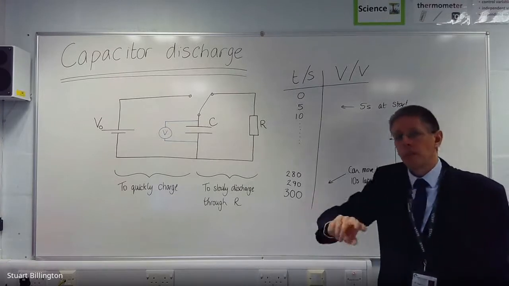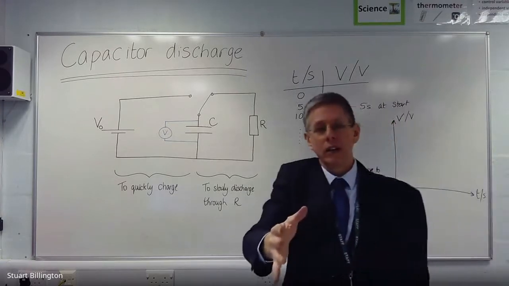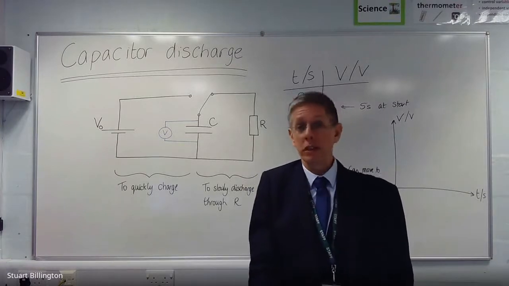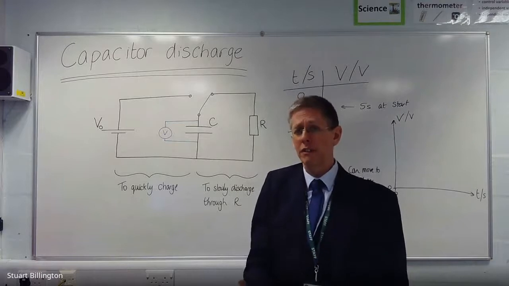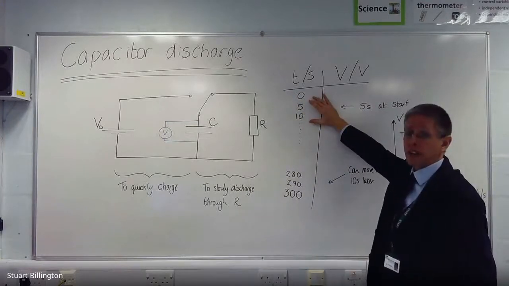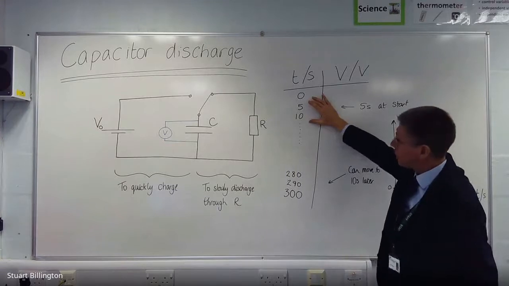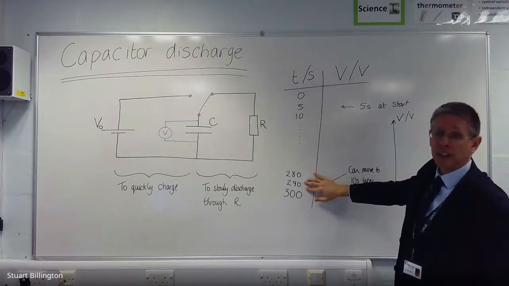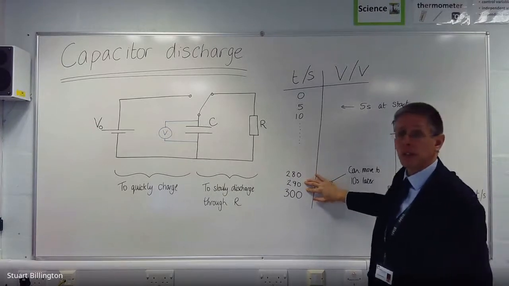Now, you might have an inkling already of what's going to happen, but I'm just going to tell you now that your life will be so much easier when it comes to drawing a graph if at the very least you take measurements every 5 seconds at the start. You'll see for yourself that later on you might want to drop it down to every 10 seconds so that you've got fewer points to plot when you come to plot your graph.